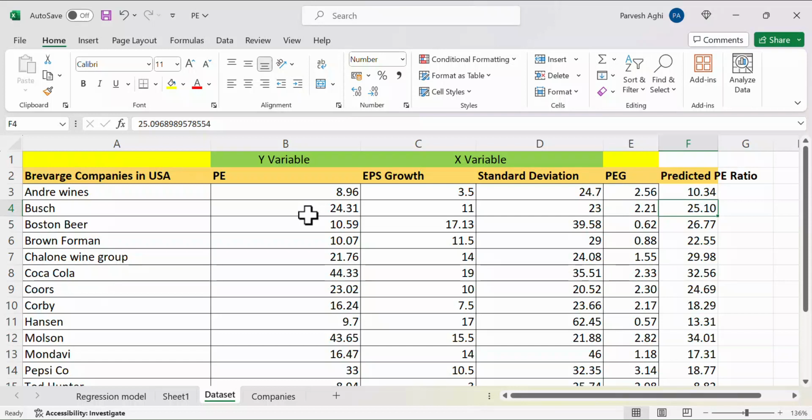Because what happens is, look at Boston Beer, it's trading at 20. The predicted P ratio is 26. We have calculated a predicted P ratio that it should be trading at, but it is trading at only 17. So we should be buying it, isn't it? If it is higher, for example, if it is 10, look at a company which is having a higher standard deviation.